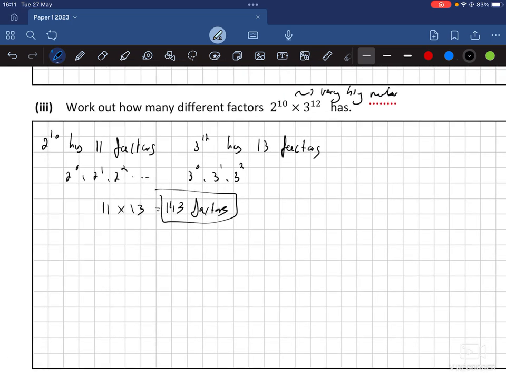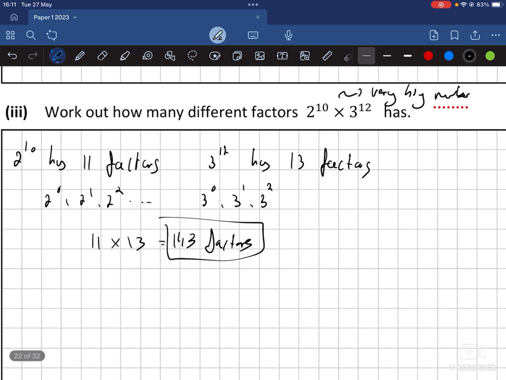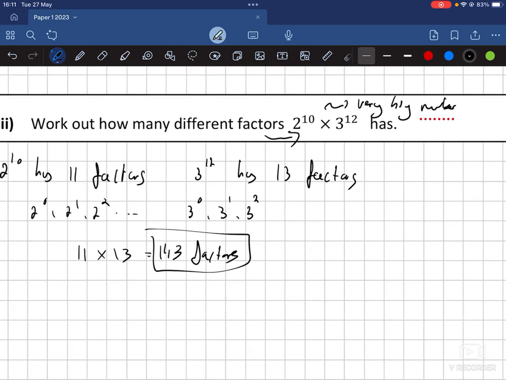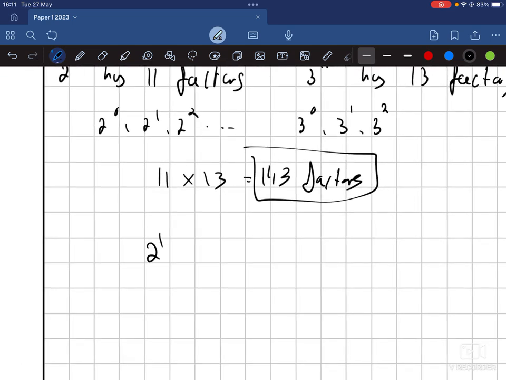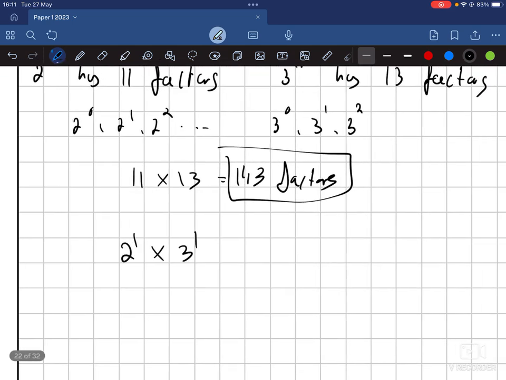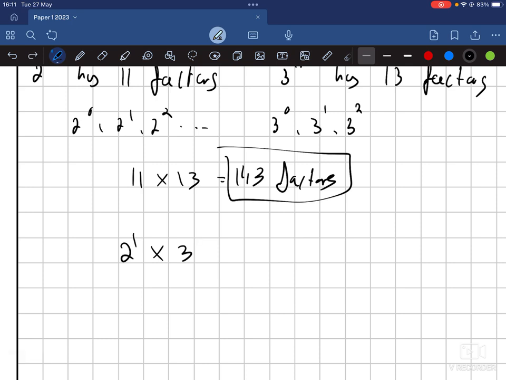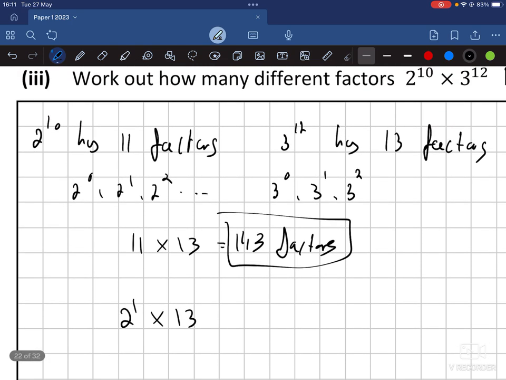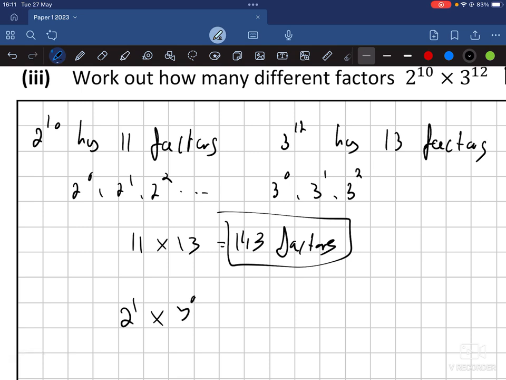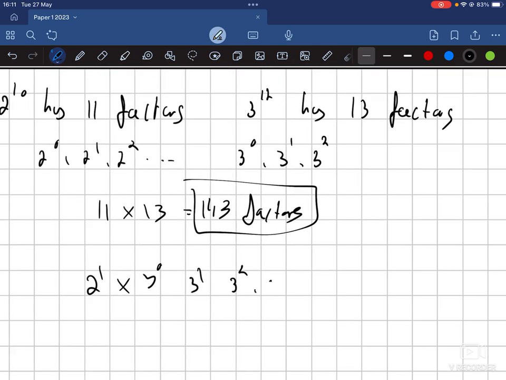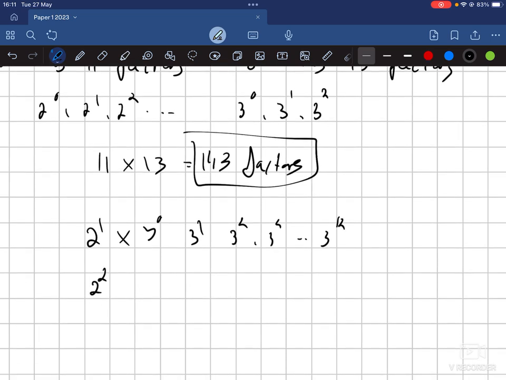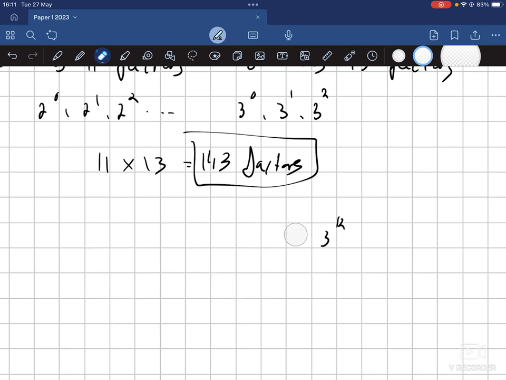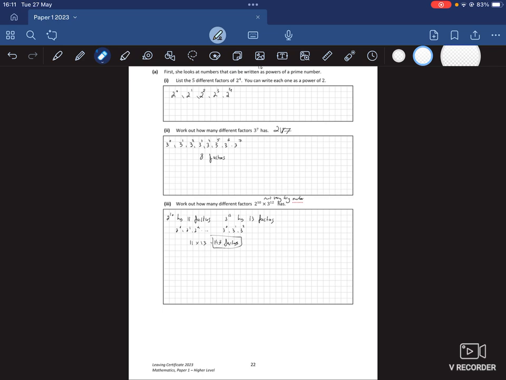But basically when you decompose these, the idea is you can write every number as a product of prime numbers, which is what we do here. And then if you think about it, 2 to the 1 times 3 to the 1 is going to be a factor. So for every single 2 to the 1, we have 13 numbers, okay? Because we have 3 to the 0, 3 to the 1, 3 squared, 3 cubed, all the way up until 3 to the 12. Then the same thing for 2 to the 2, and so on for every single number. So to get the total number, you do 11 times 13. If that doesn't make sense, don't worry about it. Stupid question.